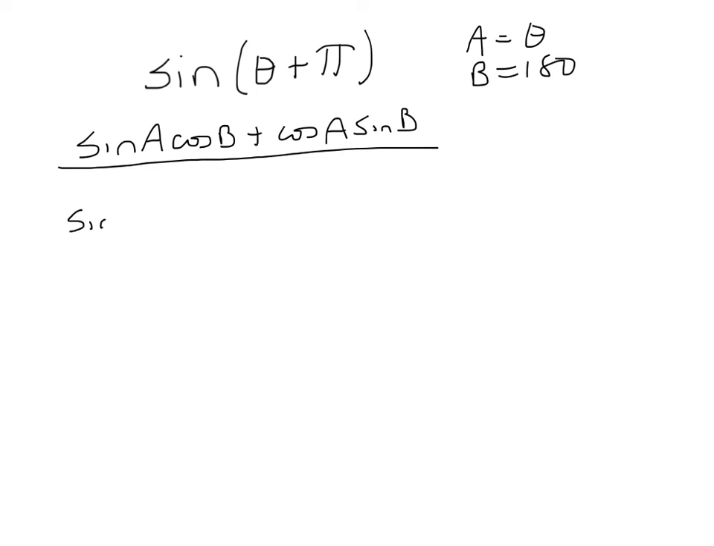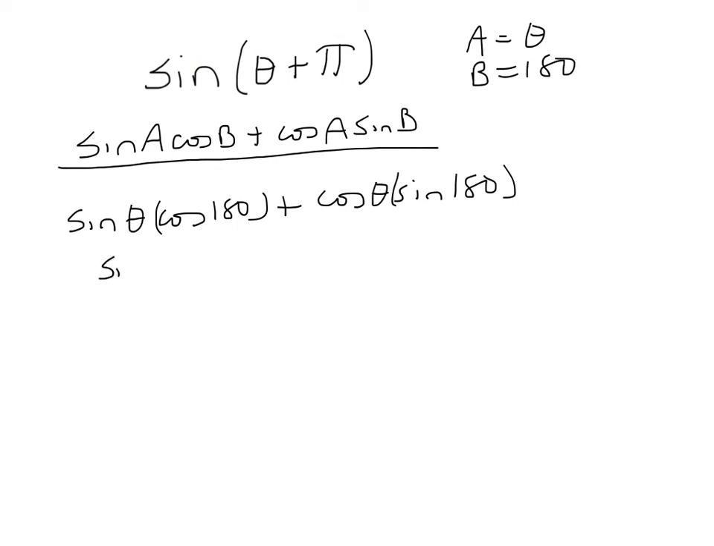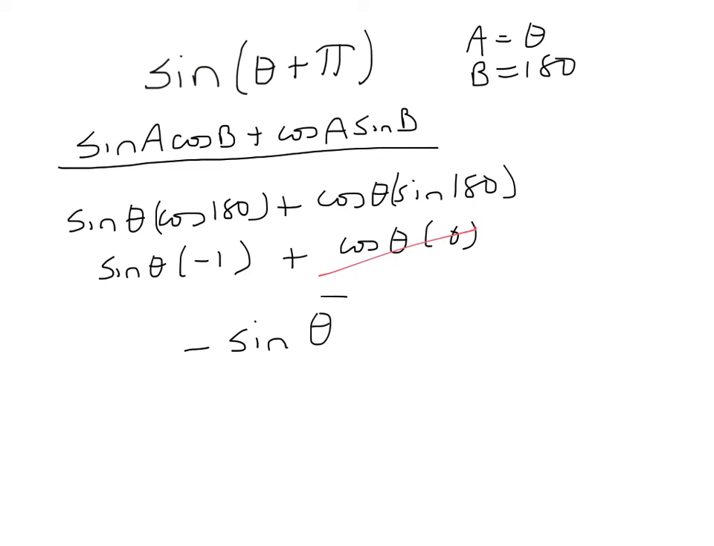So it'll be the sine of theta cosine of 180, which will get replaced, plus cosine of theta sine of 180, which will get replaced because the quadrantals, I know those values. So sine of theta times cosine of 180, which is negative 1. Cos of theta times sine of 180, which is 0. This one drops, and my final answer is a negative sine of theta. Beautiful.